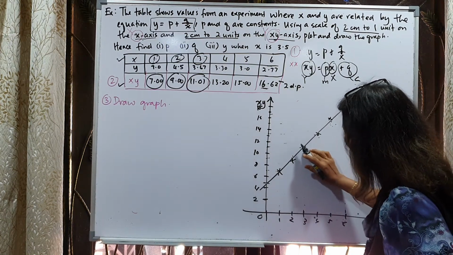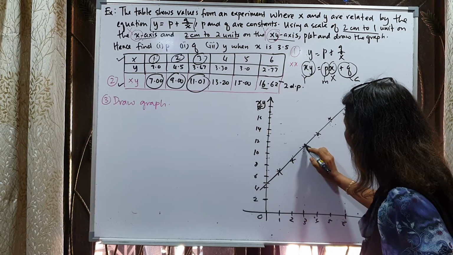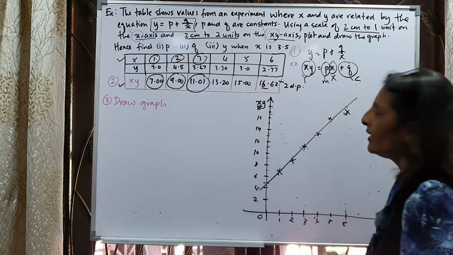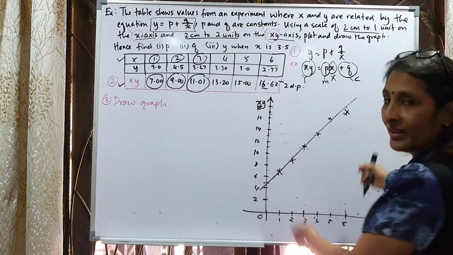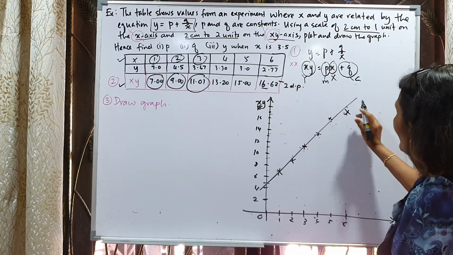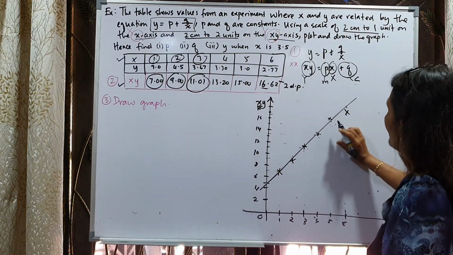Okay, not so good my points. Let me just cheat a bit. Okay, I don't have a ruler to do this. Okay, you can't do that. You can't cheat.